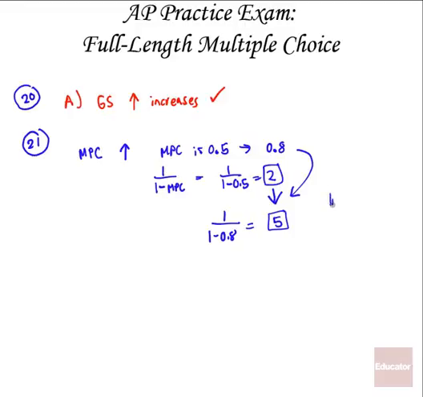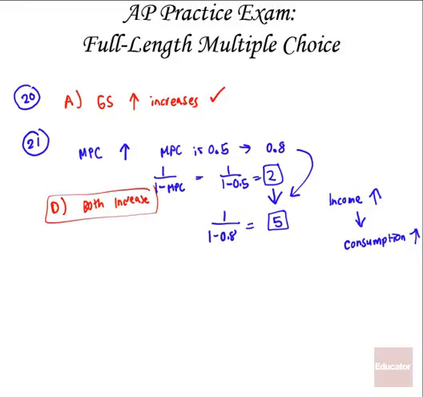So what happens to the income? Well, the income is going to definitely increase because the real GDP increases. And as a result of the increase in income, the consumption is also going to increase. So the answer here is going to be D, which is both are going to increase as a result of the increased economic activity here.